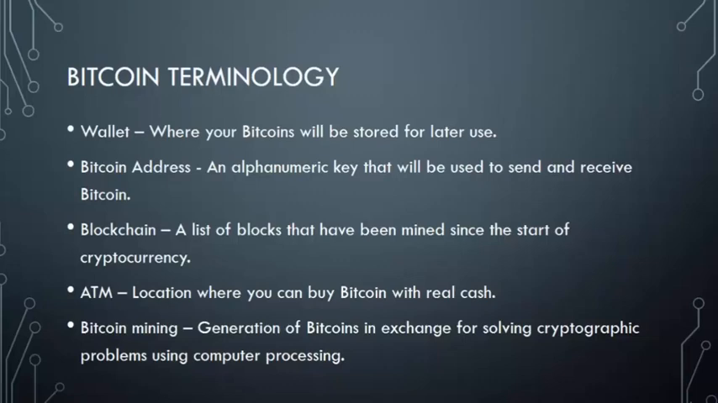Now, secondly, the Bitcoin address. This is an alphanumeric key that will be used to send and receive Bitcoin. This is your unique address that will be used, for example, if you want to pay someone on the deep web or the darknet, you give them your Bitcoin address, and vice versa.